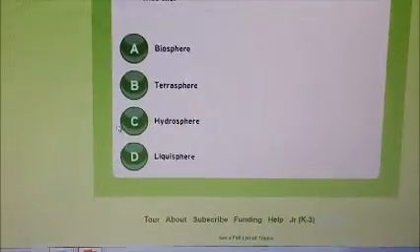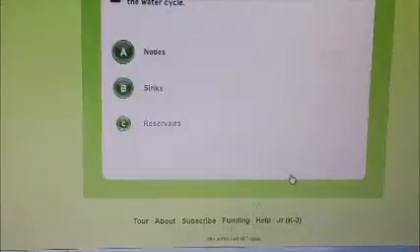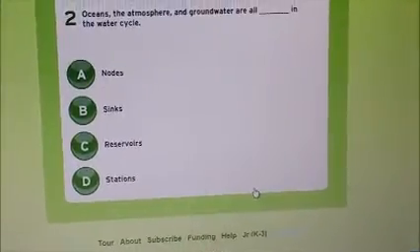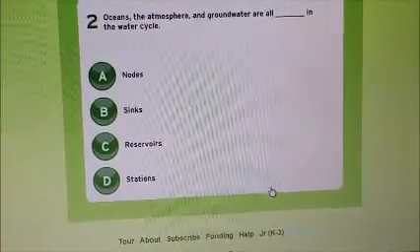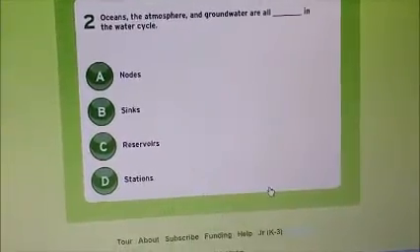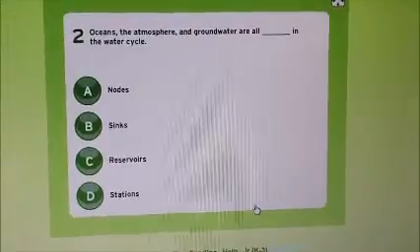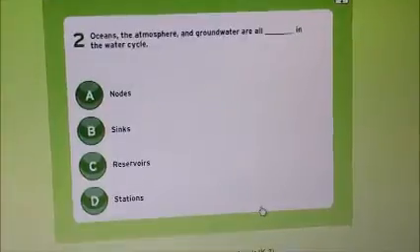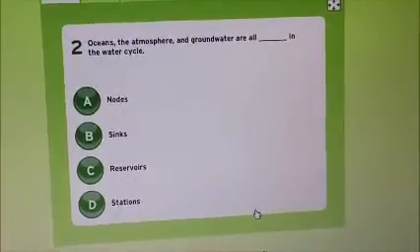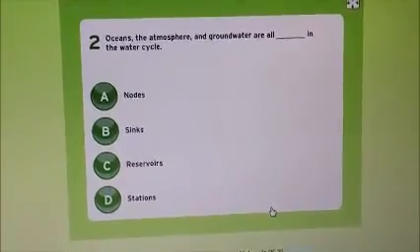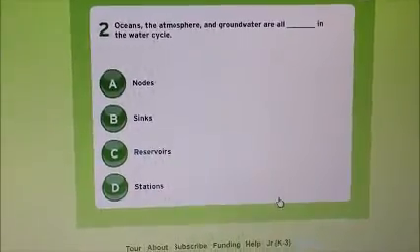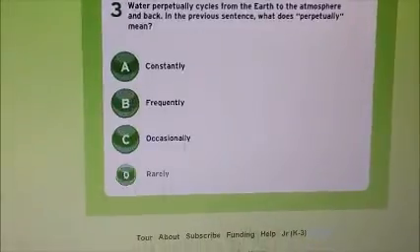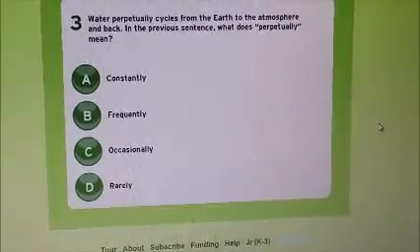Okay, we'll see our answers at the end. All right, so number 2. Oceans, the atmosphere, and groundwater are all linked in the water cycle. Are they A, nodes, B, sinks, C, reservoirs, or D, stations? C, reservoirs. Good job, Shauna.